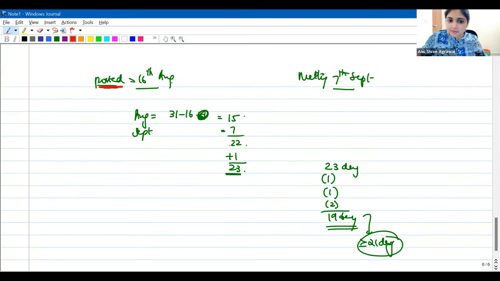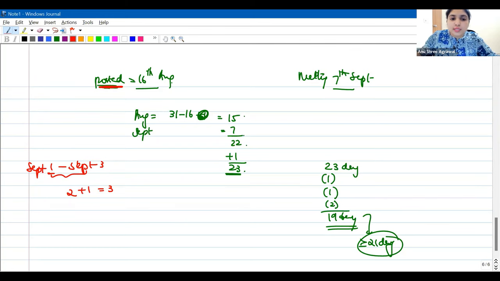In September, 7 days. So total 22 days. But do you agree this 22 days includes only one out of these two? 22 will include any one out of these 2 days. Like for example, if I say September 1 to September 3, in between how many days, what will you say? 2 days, right? So when you say 2 days, either September 1 you're counting or September 3 you're counting. You're not counting both. Because if you count both, then it will be 3 days.